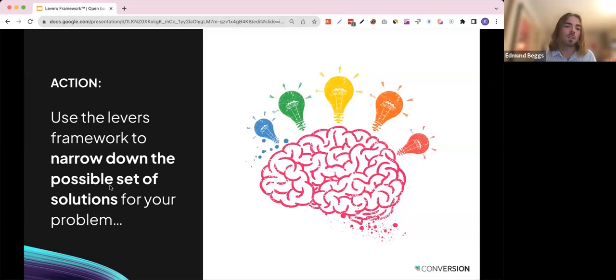So the action here is to use the levers framework to narrow down the possible set of solutions for your problem in line with that similar process of refining your understanding of what the problem is from something broad through the thought experiment and process of thinking through what a more precise understanding of that problem could look like.